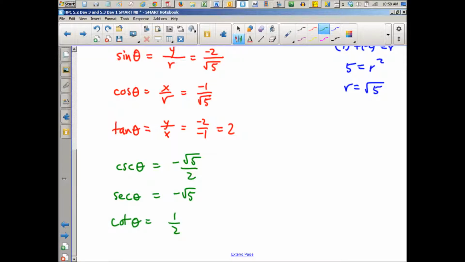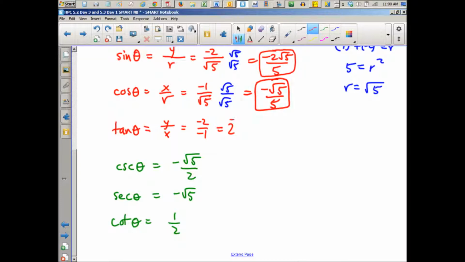Notice these are not opposite reciprocals, they're just reciprocals, okay? So don't mess that up. Now let's go back, and if there are any denominators that have radicals, we'll clean that up. So this happens on just the sine and cosine here. I need to multiply by root 5, top and bottom. So my sine properly rationalized is -2 root 5 over 5. Cosine, properly rationalized, is -root 5 over 5.